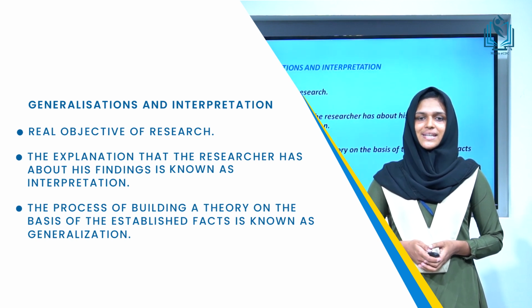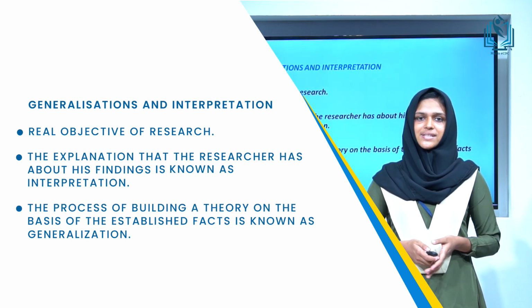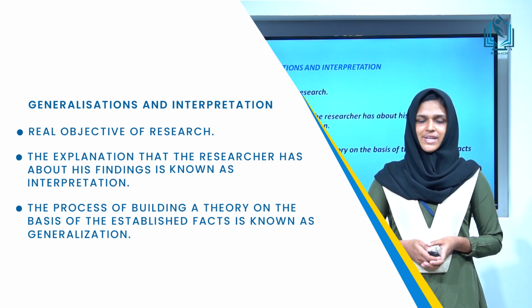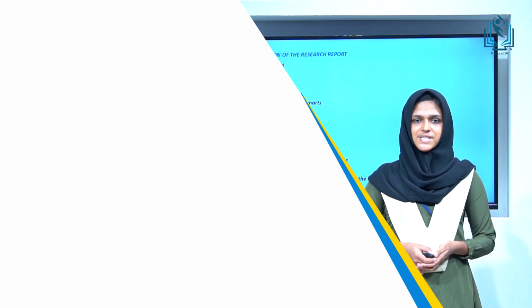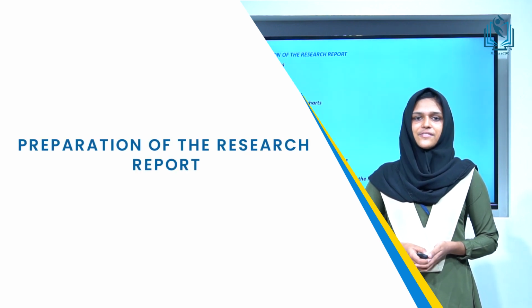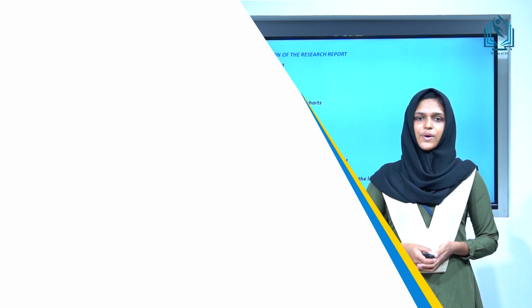The explanation that the researcher has about his findings is known as the interpretation, and the process of building a theory from the established facts is known as generalization. This is the main objective of a research. After completing these steps, the researcher has to enter the final step of the research, that is preparation of the research report. The final stage of any research investigation is the preparation of the report or thesis.